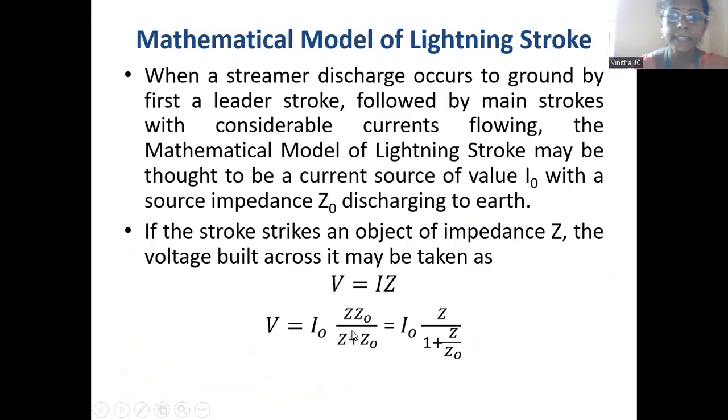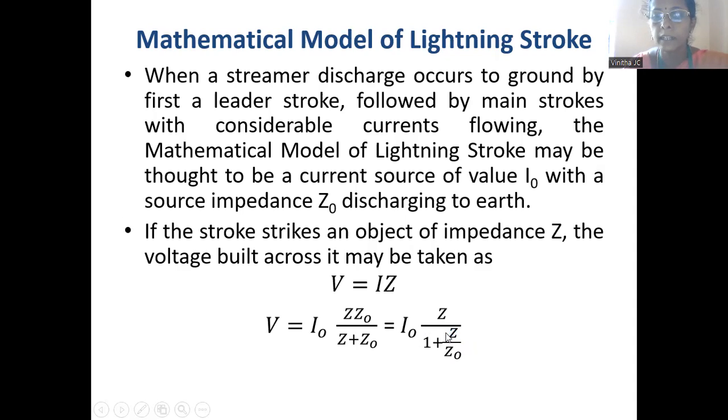Now here in this expression, we have to divide the entire expression by Z naught. So here we have Z I naught, and this Z divided by this Z naught into Z naught divided by Z naught. So Z naught and Z naught get cancelled. So in the numerator, we'll get only Z. And in the denominator, if you divide this by Z naught, we'll get Z by Z naught plus Z naught by Z naught, which is nothing but 1. Therefore, the expression becomes V is equal to I naught into Z divided by (Z by Z naught plus 1).